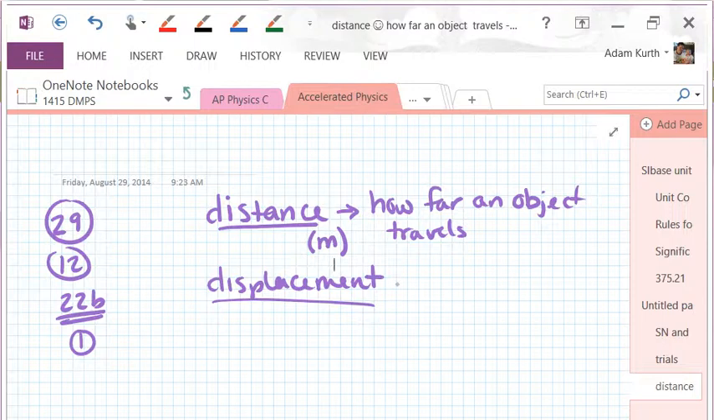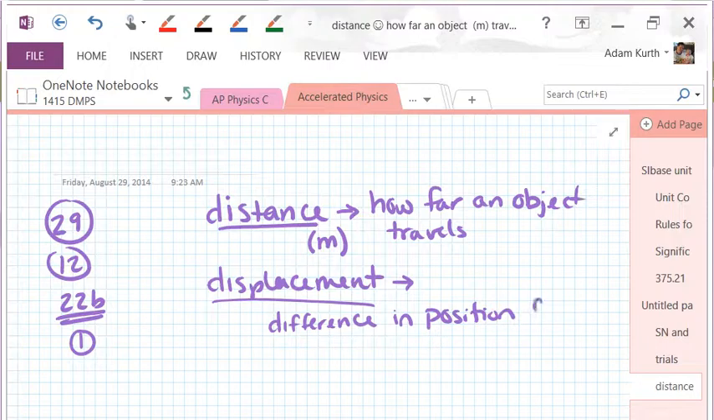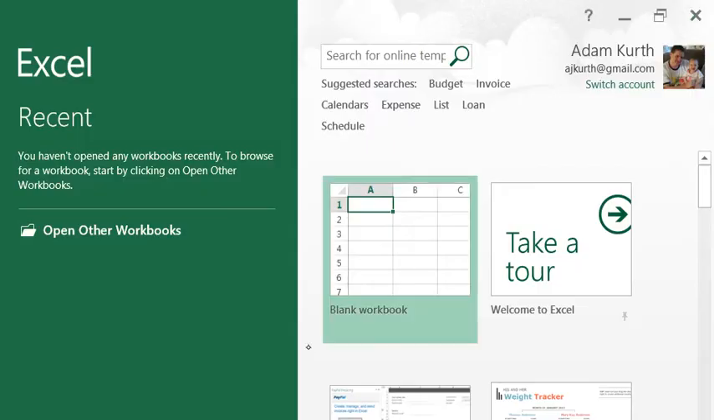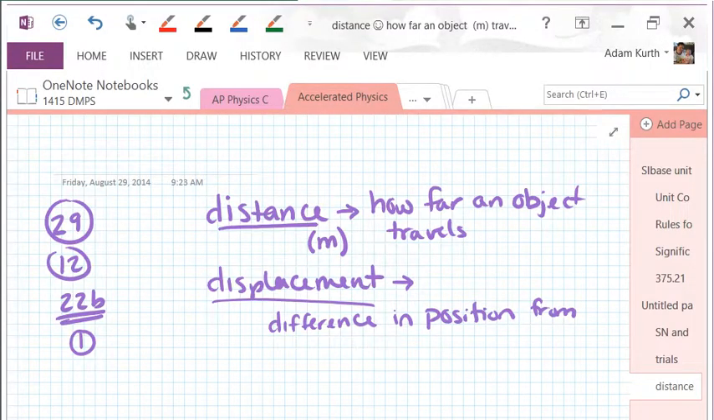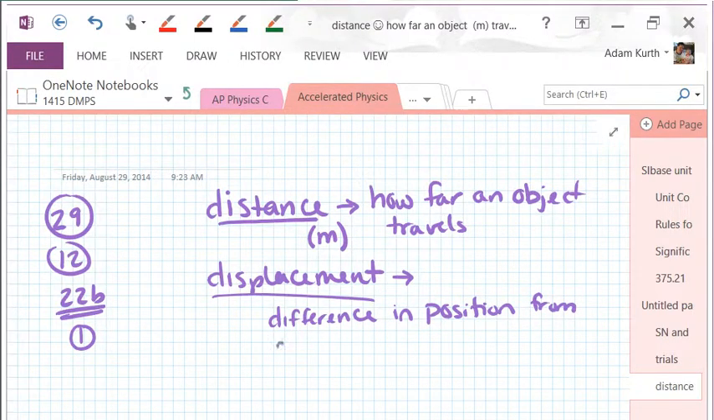Okay? So the displacement is the difference in position from, let's see, what am I going to say? One moment. This is kind of ugly. Hold on, I'm going to change it.